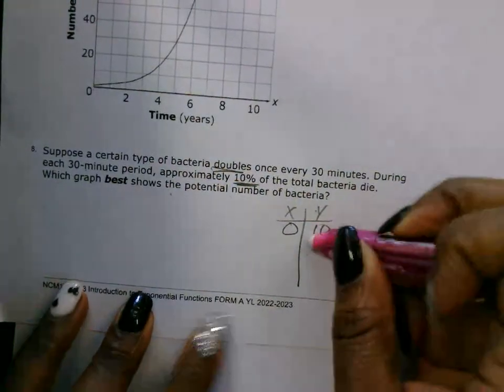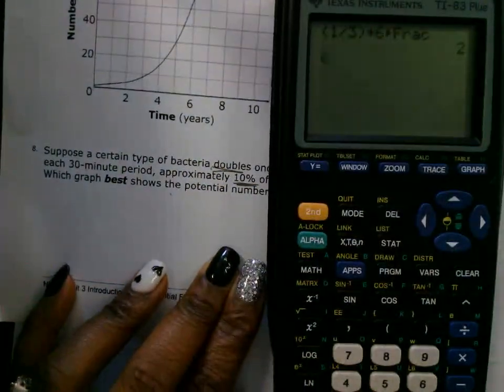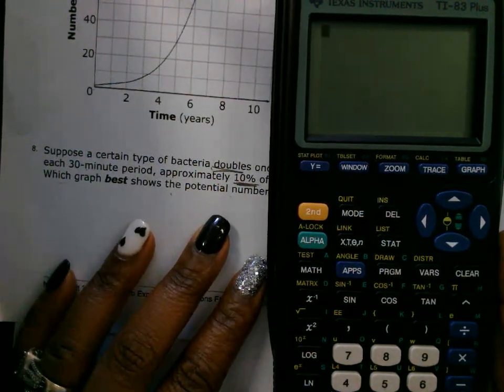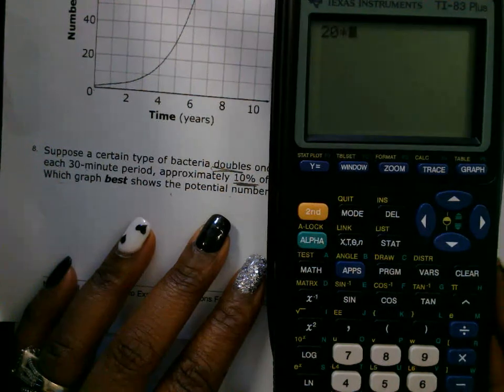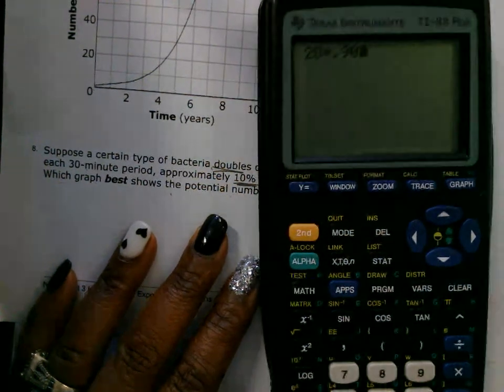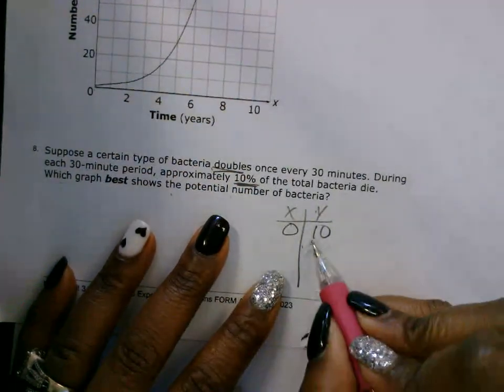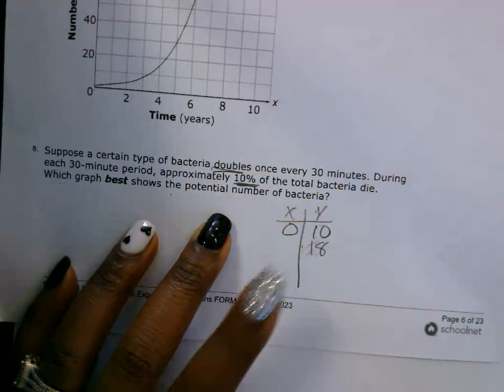Okay, let's not put 20 down. Let's type in the calculator because 10% of that is gone. So 90% of it is staying. So let's type in 20 times 90%, because that's the amount that's staying. So 0.90, and that gives us 18. All right, so now let's double 18.